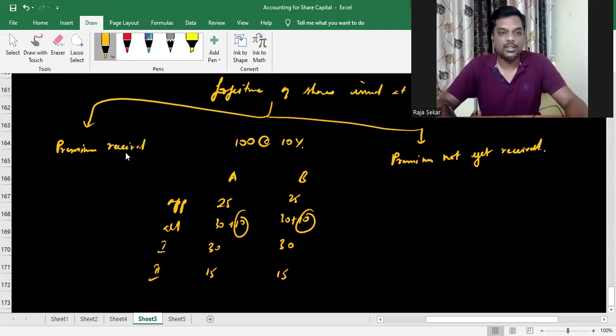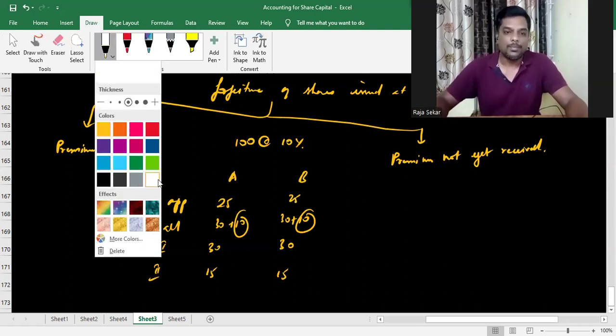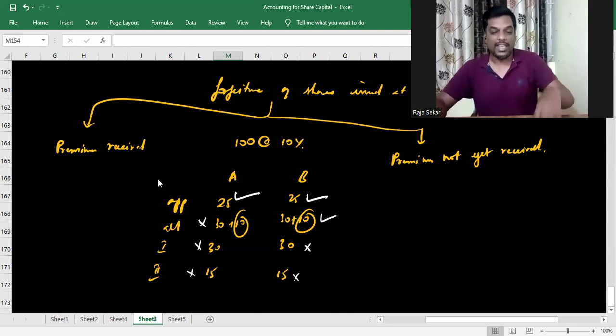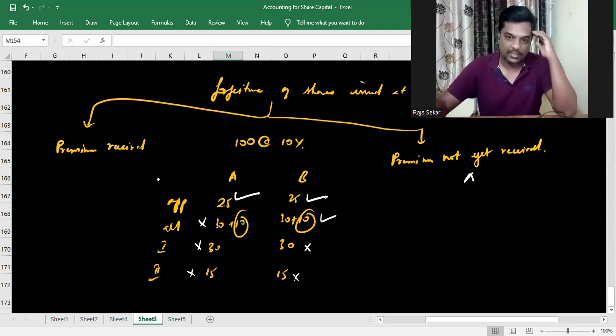So what happens, my dear children? A would have paid application money. He did not pay allotment money, first call and second call. And assume B did not pay the first call money, which means he would have paid application and allotment. He would not pay the first call and second call. Now, in the case of A, he has not paid the premium. So A would fall under this category, premium not received category, when we are forfeiting the shares.